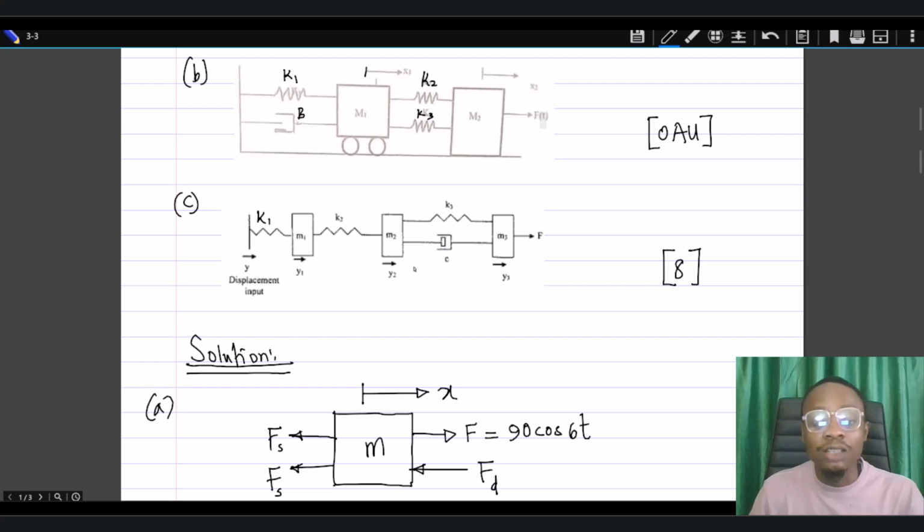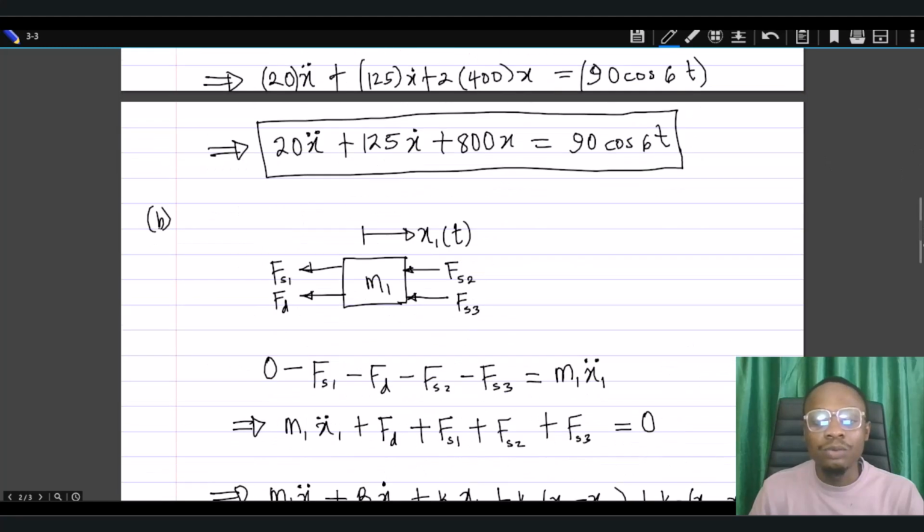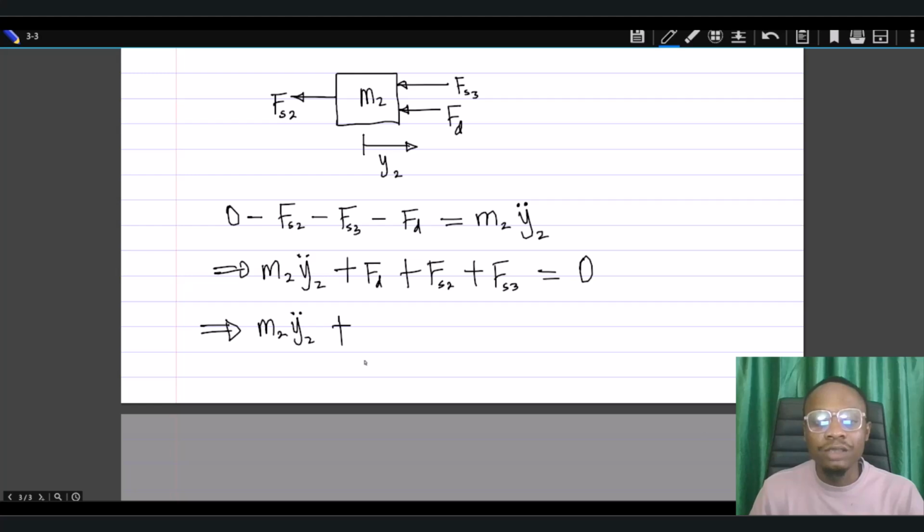So at the end of the day, the velocity, or if you like, the rate at which the length of this changes, will depend on the rate at which the length of this changes relative to this. Okay, so this will be y2 minus y1. So we have y2 dot minus y3 dot, and that is c. So this will be c into y2 dot minus y3 dot. So put that there for fd. So this will be plus c into y2 dot minus y1 dot. Okay, and by that we are good to go. Then this will be plus fs2.